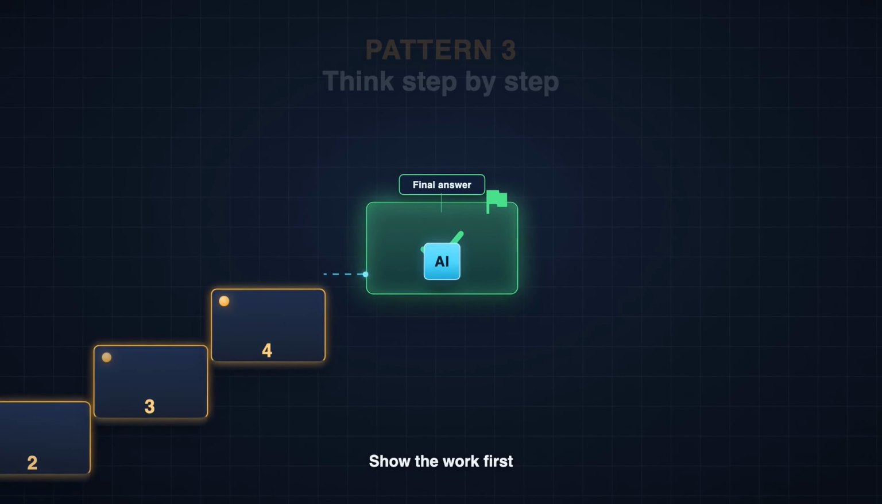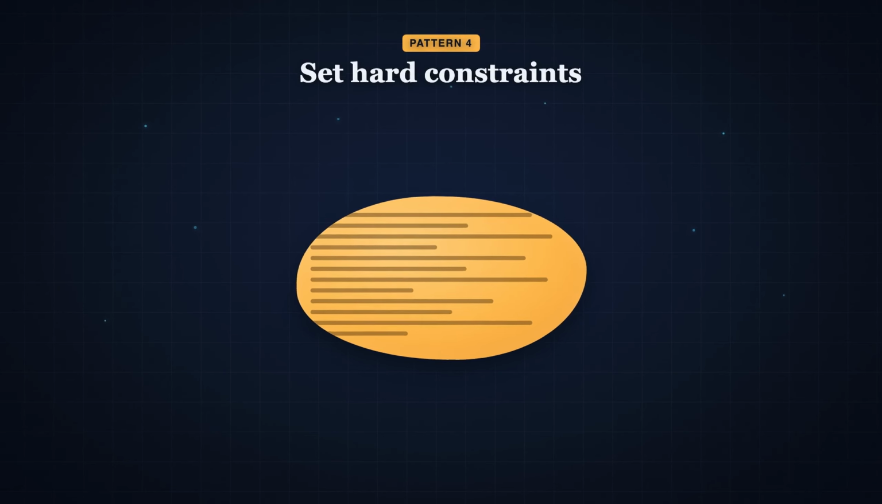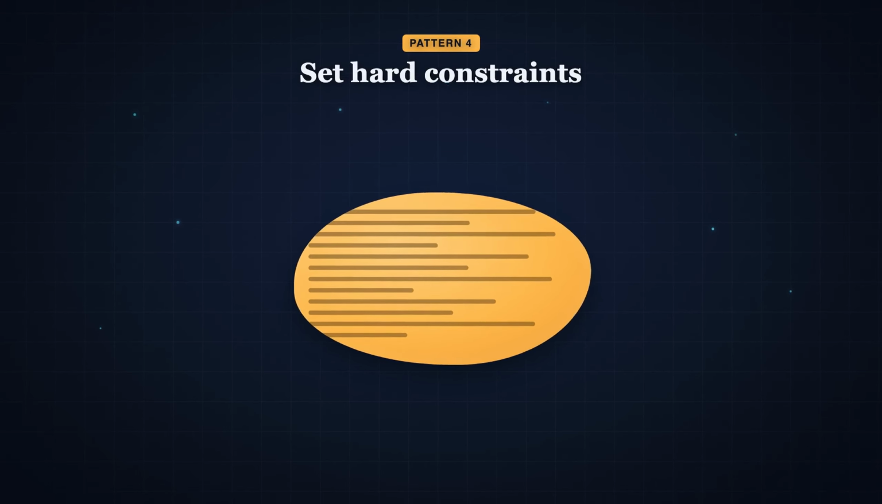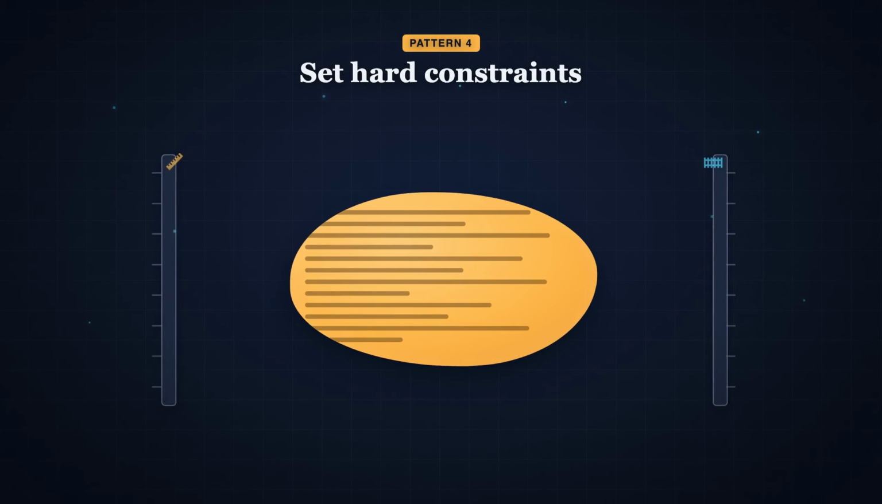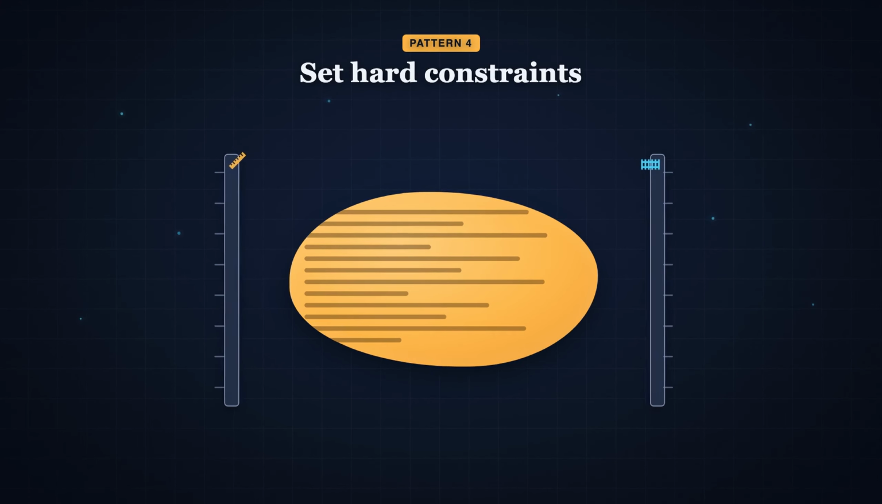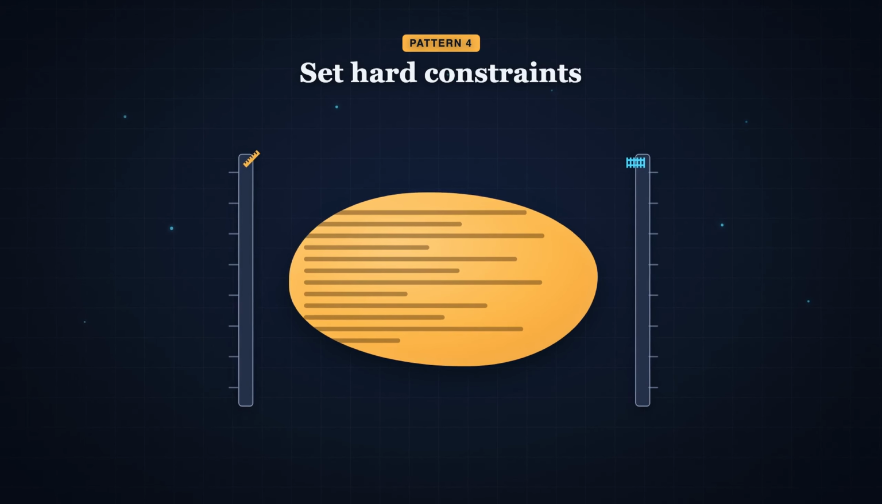Next, what if it still rambles? Pattern 4. Set hard constraints. Left wide open, a model pads and hedges. So fence it in. Under 100 words, no jargon, output as a 3-bullet list, do not invent statistics. Every one of those clauses is a wall.